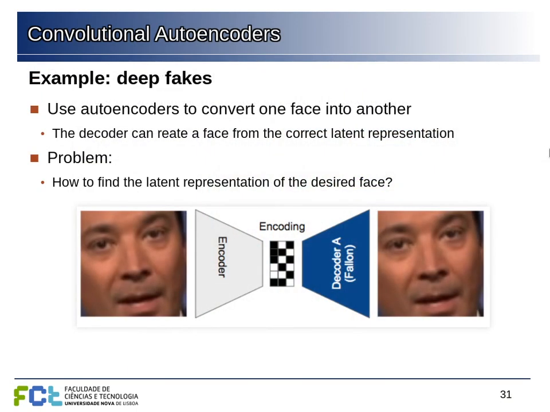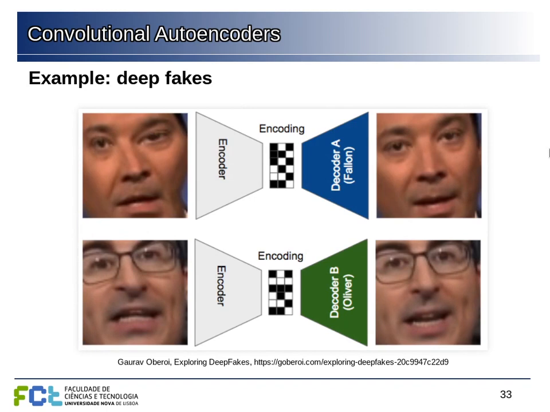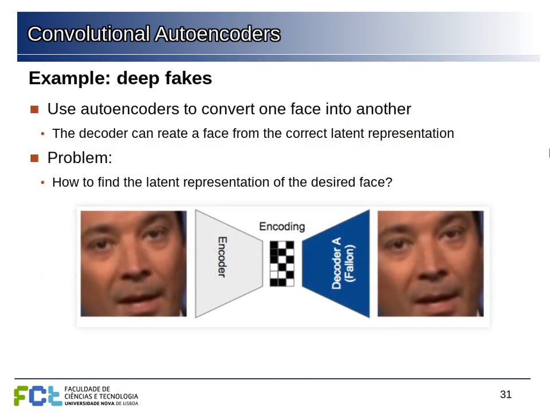So let's see an example of using these kinds of convolutional autoencoders to create deepfakes. And this brings together some of the techniques that we saw so far. So what we want to do here is to transform the face of one person, for example, Jimmy Fallon, into another face, for example, John Oliver. So what we need is to create a representation of the faces in some kind of encoding, such that we can then recover the face here. But we need to find what is the appropriate representation for the face that corresponds to what we want to obtain.